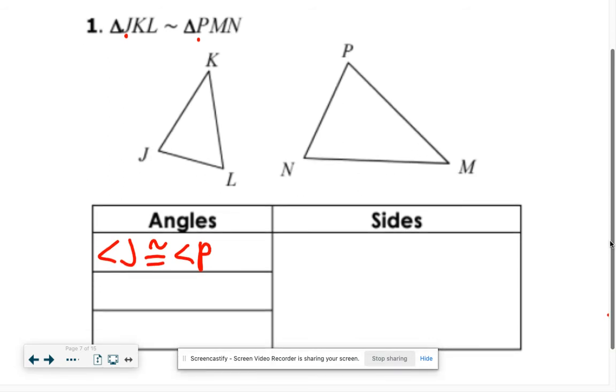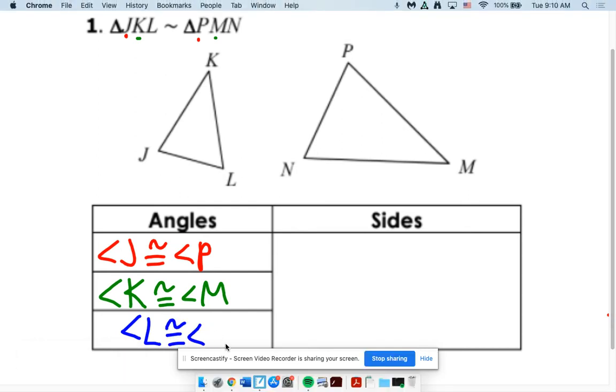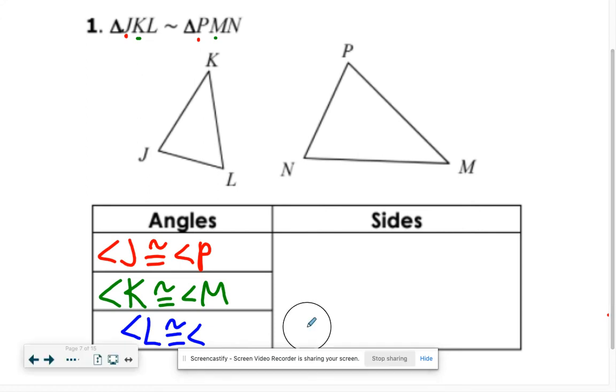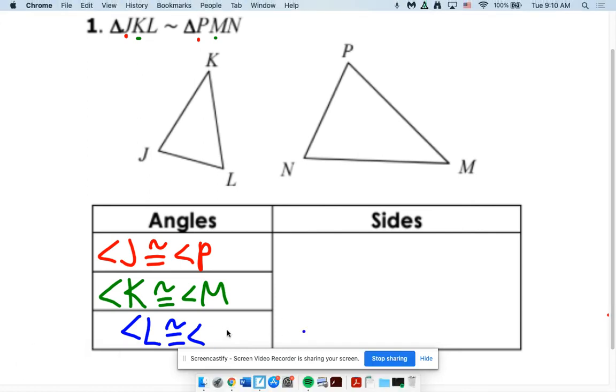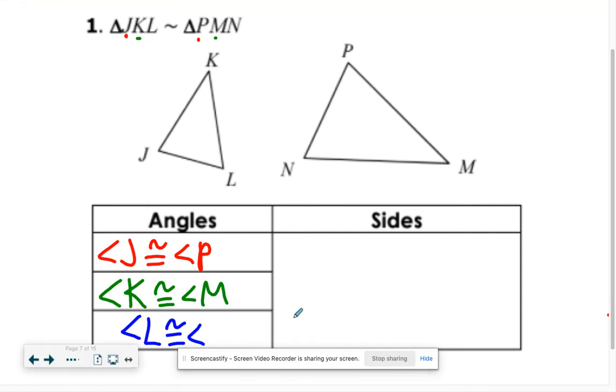Now if we just go down the list, angle K matches angle M. Yep, our middle letters. And then angle L matches what? N, right?